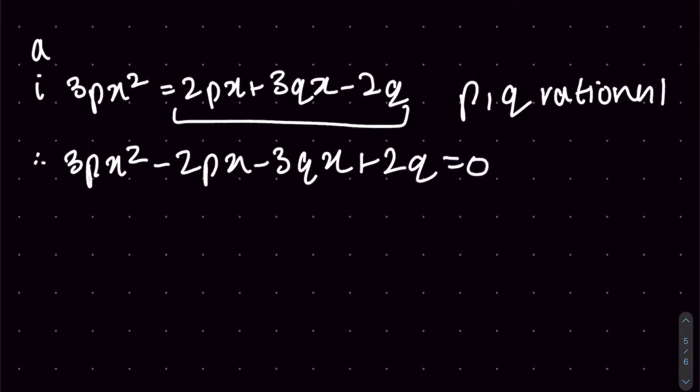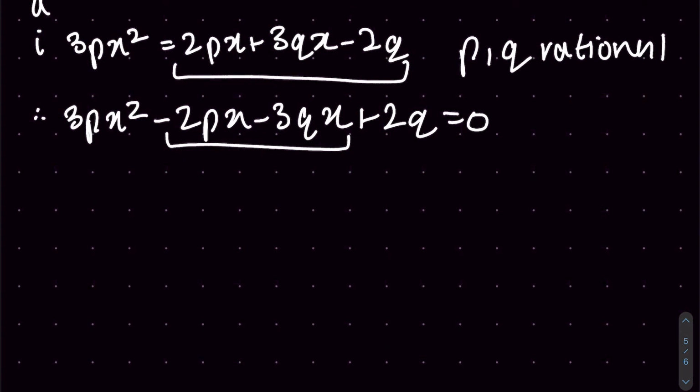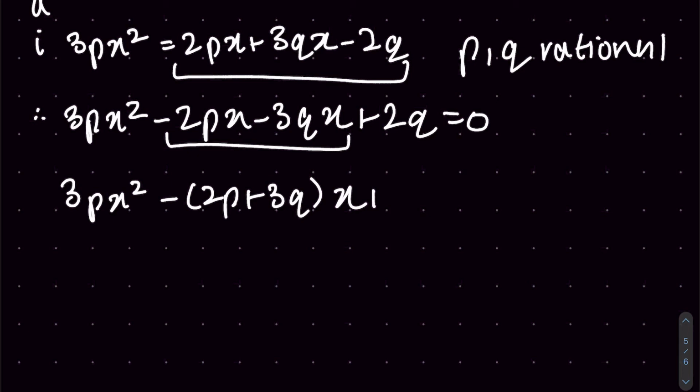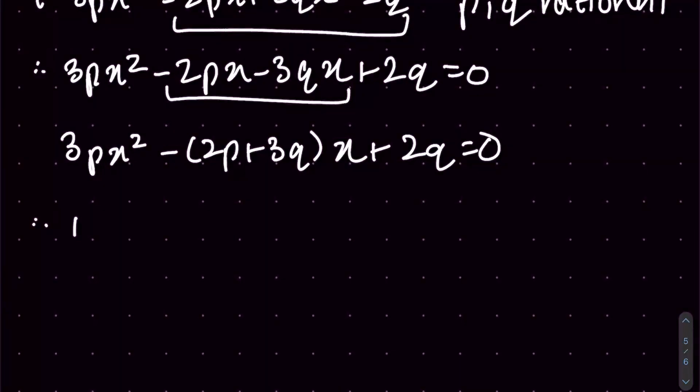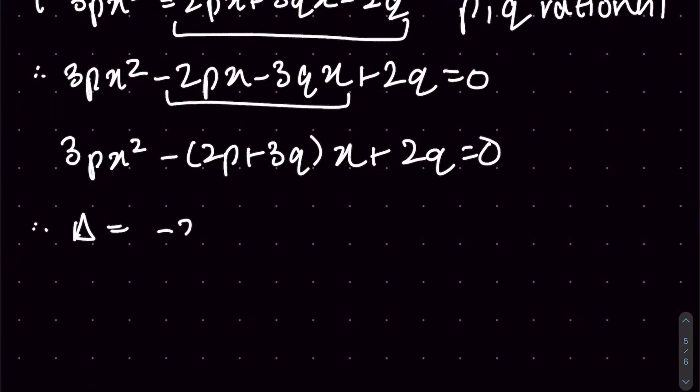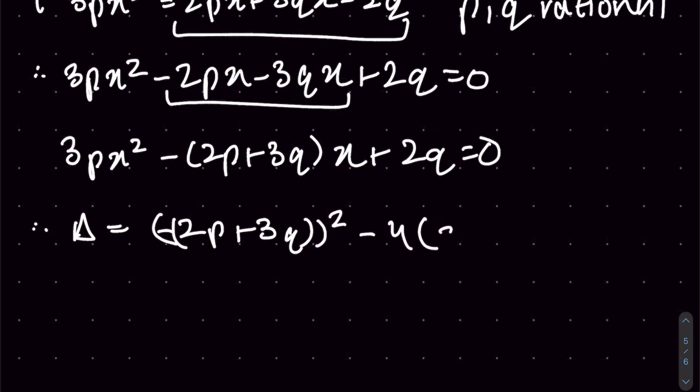Now, these all have x terms in them, so we will factorize the x out. 3px squared, oh my bad, minus (2p plus 3q)x plus 2q equals 0. Now we would use the discriminant, so the discriminant is equal to negative (2p plus 3q) whole squared minus 4ac.